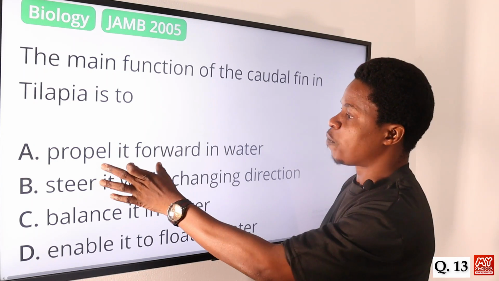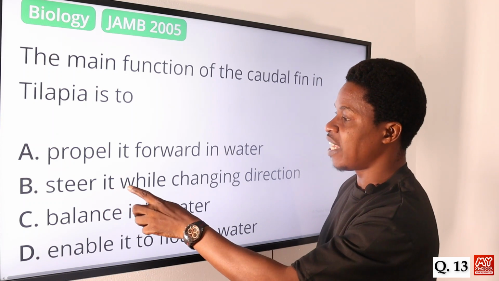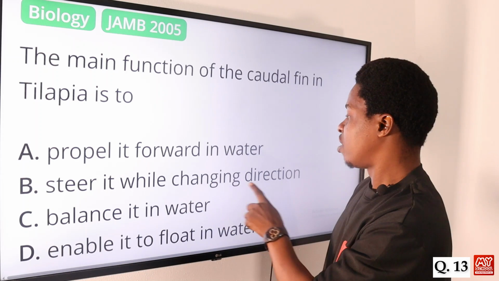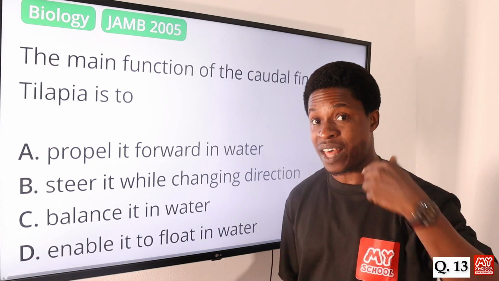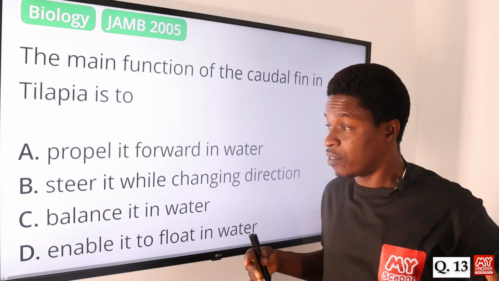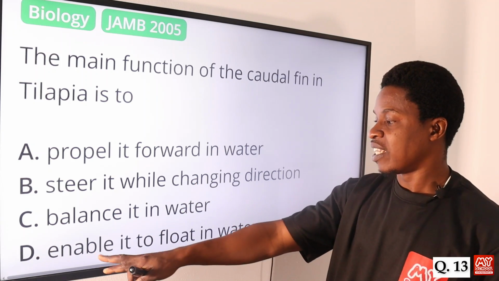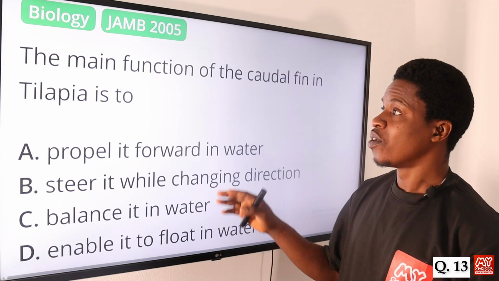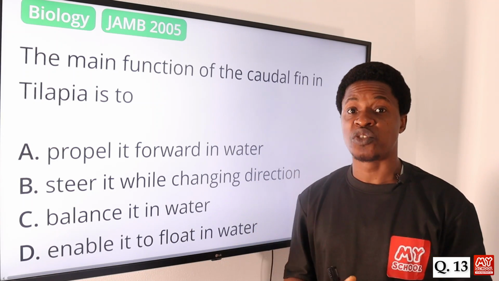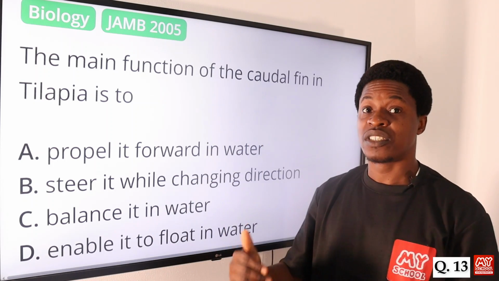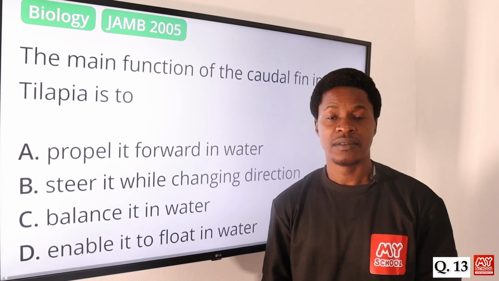So option A says propel it forward in water. Yes, that is the major function. Option B says steer it while changing direction, okay. It can use the dorsal fin for that, and then we have the side fins also. The pectoral also can be used. Then option C says balance in the water. I've said that, and then enable it to float in water. Well, the caudal fin can also carry out this function, but the main function is to propel the fish forward while it is in the water. So the correct answer is option A.